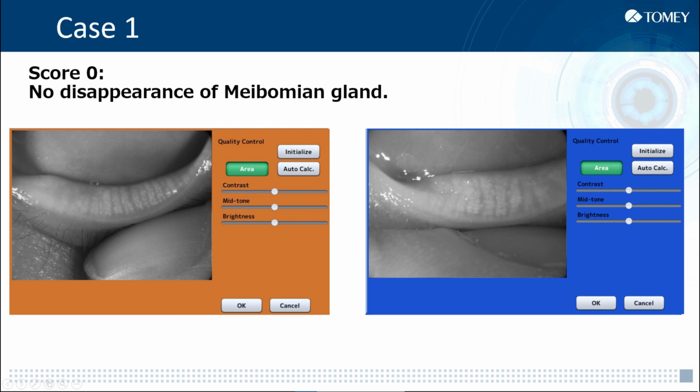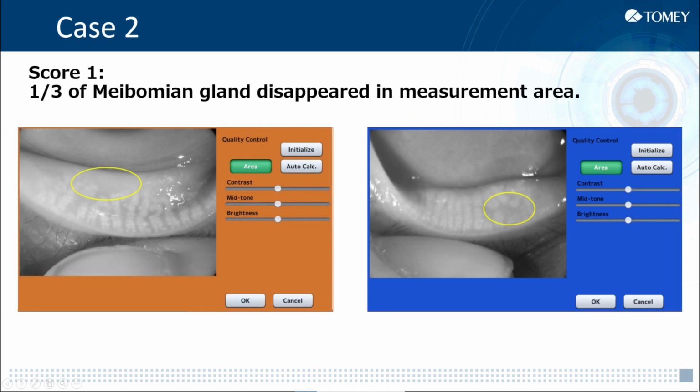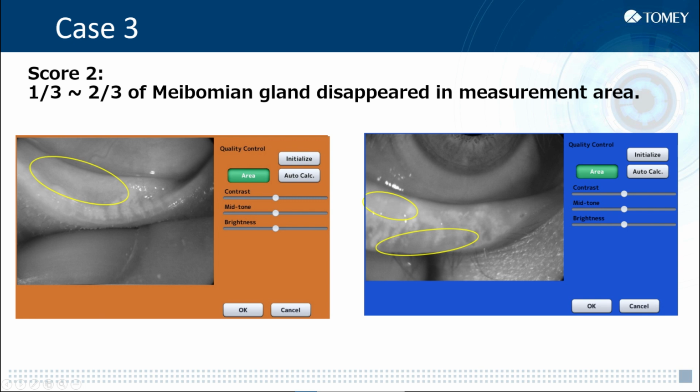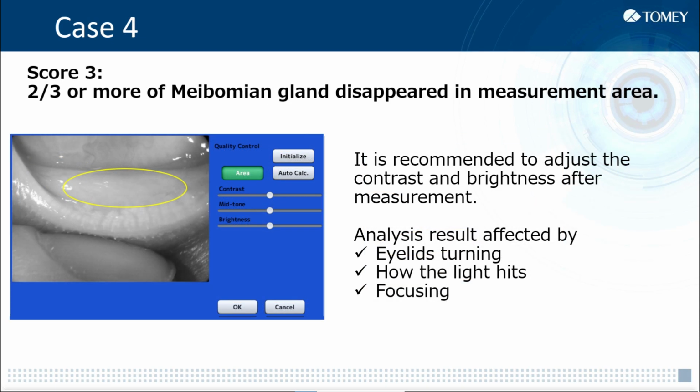This is score 1. One third of the meibomian glands disappeared in the measurement area. This is score 2. One third to two thirds of the meibomian glands disappeared in the measurement area. And this is an example of score 3. Two thirds or more of the meibomian glands disappeared in the measurement area.